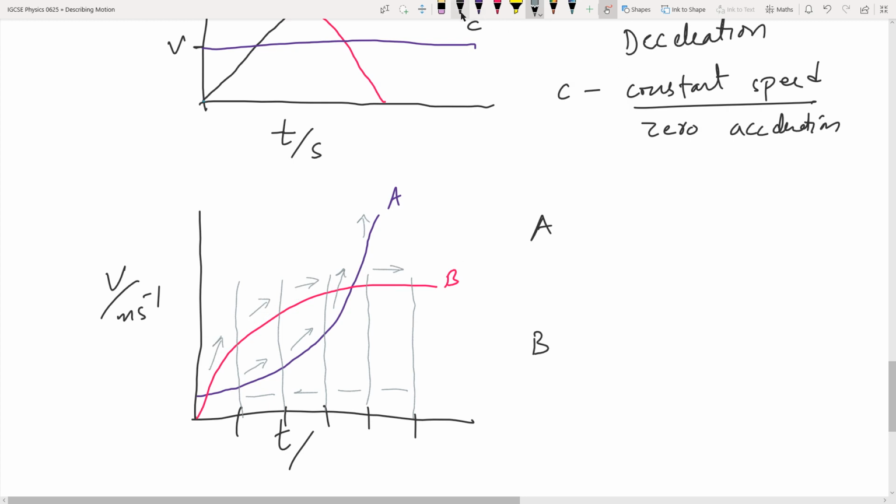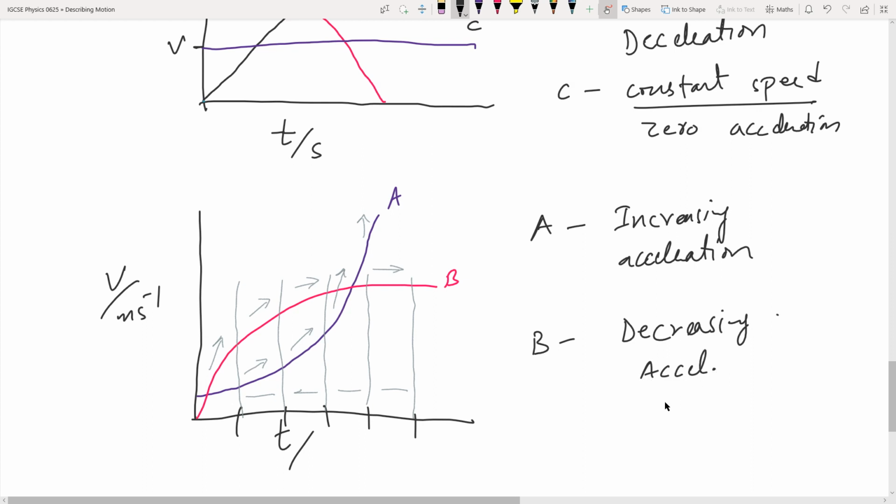So definitely for line A, this is increasing acceleration, and line B is decreasing acceleration, right? And why is that so? Because, as these arrows depict the gradient, as the gradient is reducing over time, it's a decreasing trend. And for line A, over time the gradient is getting steeper, so it is an increasing trend.